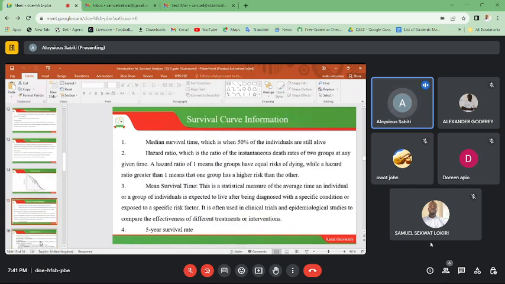So the survival curve information. Excuse me a little, I take a sip of water. I have some cough a little bit here.